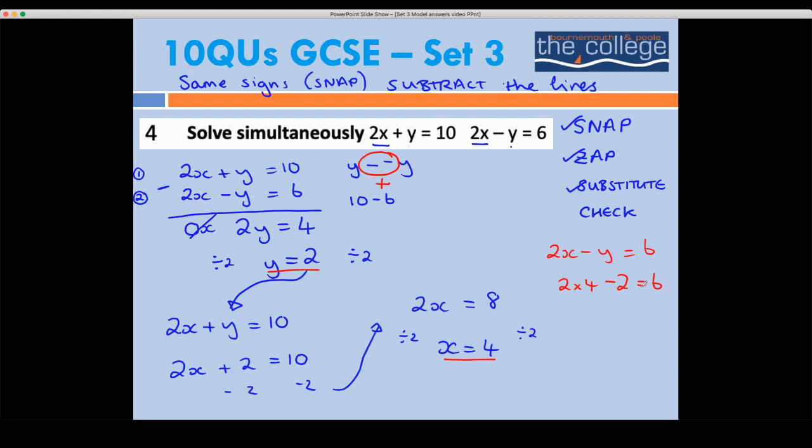Now, if this works, we know we're right, we know we're correct. So that's 8 take away 2. Does it equal 6? Yes, it does. So these values must be correct because they work in here. And that is full marks, usually 3 or 4 marks. So full marks for that question.